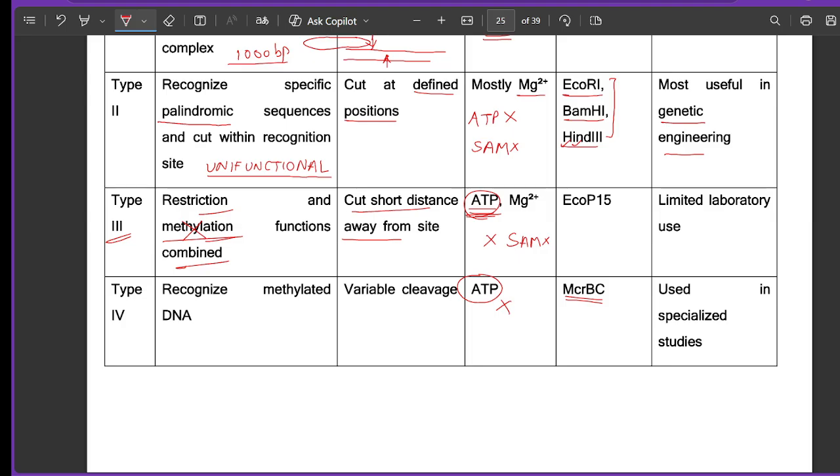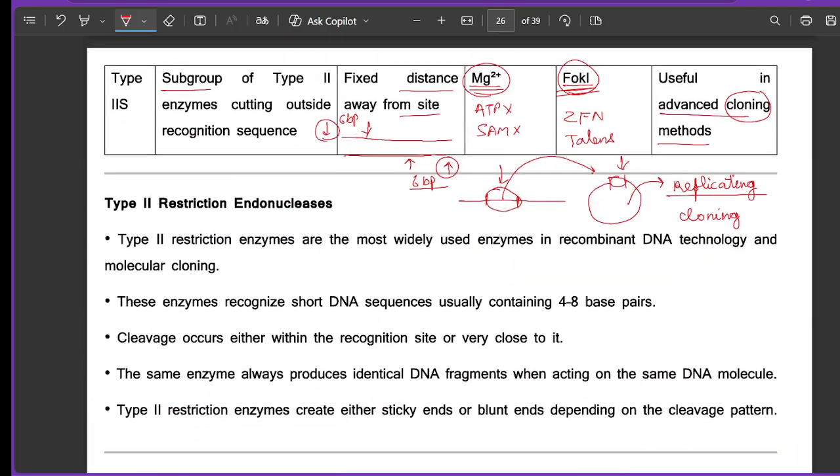So what I want to say in conclusion is that out of these 5 restriction endonucleases which we have studied, type 2 and type 2S are the most important ones since they do not require any ATP, since they do not have the methylation activity, and also because they cut at very specific positions. Hence, they are very important in genetic engineering and cloning experiments.